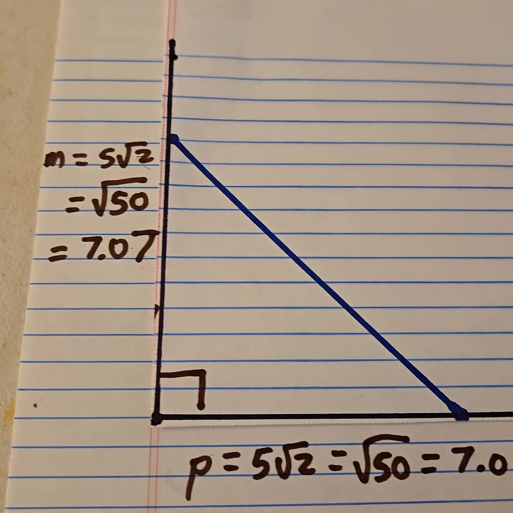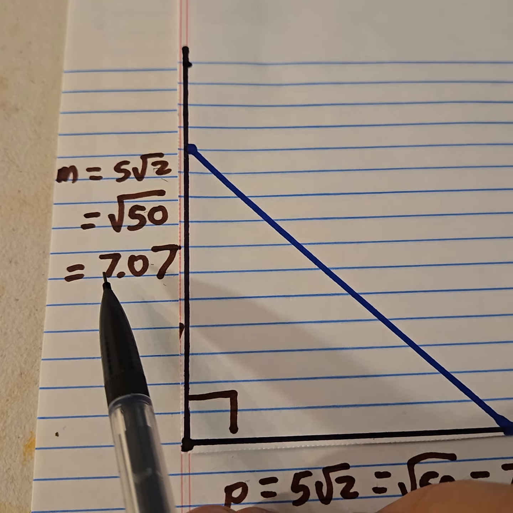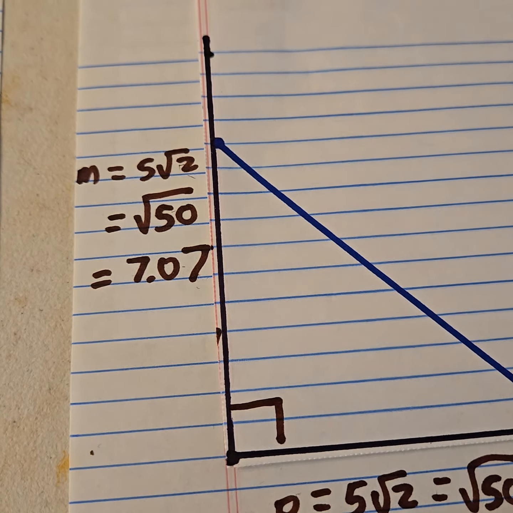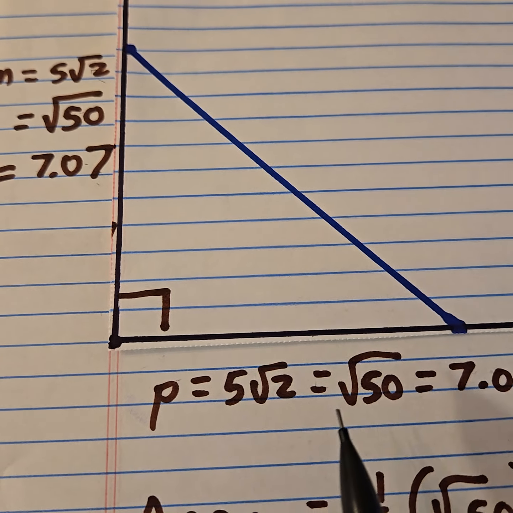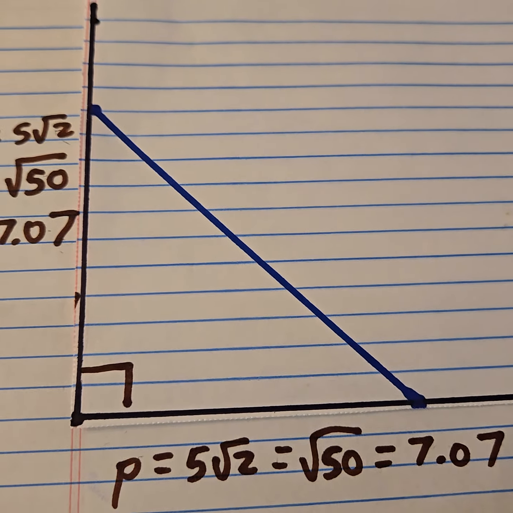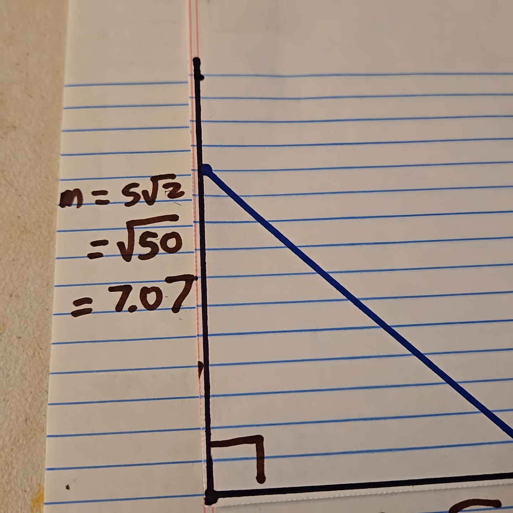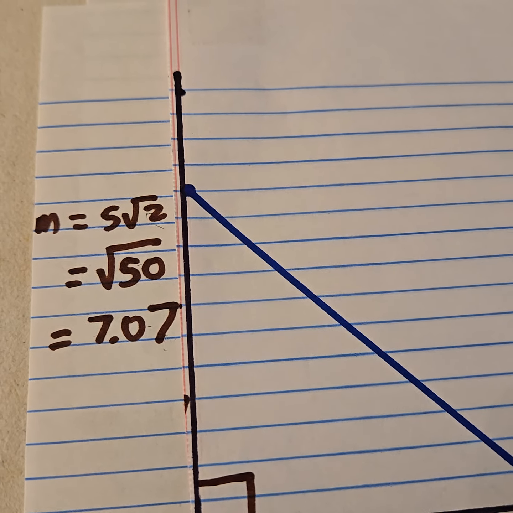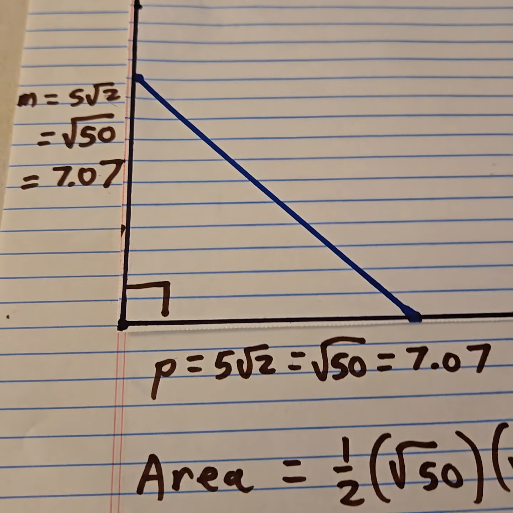So if we go back to the original diagram, M is 5 root 2 or root 50, as we said earlier. And if I plug into a calculator, it's 7.07 as a decimal, correct to 2 decimal points. The same thing with P. 5 root 2 equals root 50, which is 7.07 to 2 decimal points. They're all correct. I always do it based on how the question's asked. Did the question say, tell us the answer with root signs, or tell it to us in decimals correct to this many decimal points? This question did not specify, so based on that, all of them are correct.